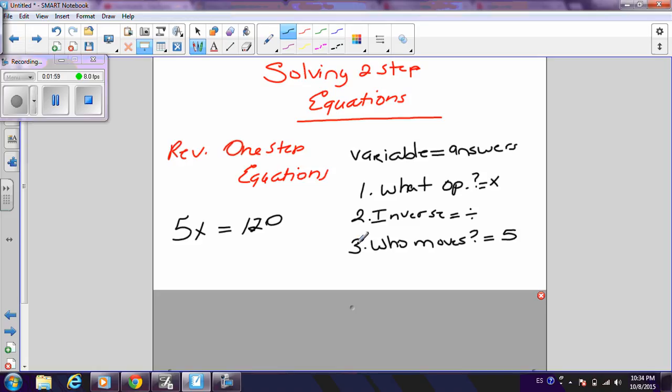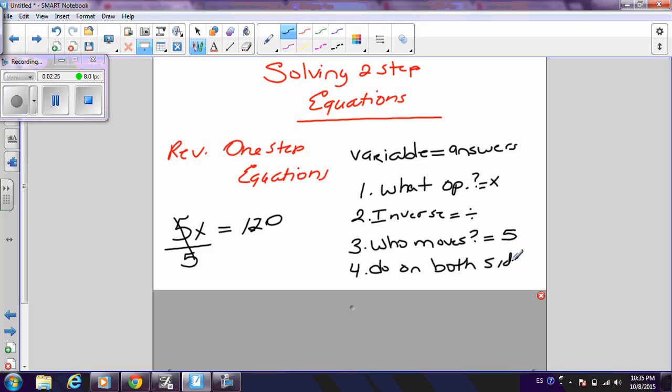Alright, so in keeping with this, since we have 5 times x, we're going to do the inverse of multiplication, which is division. So we draw a little division line. We know that the 5 needs to move, so I'm going to divide by 5. Those two cancel out. Now, if we add a fourth step, which I think is pretty good to add, don't forget to do it on both sides.